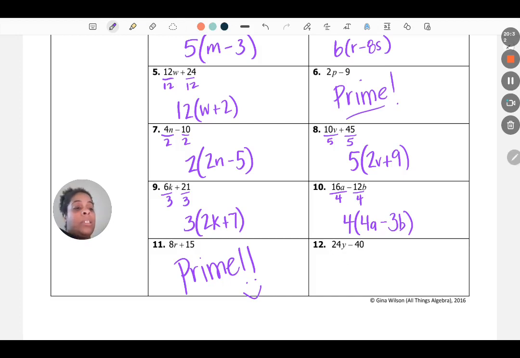My way is not the only way. Not that it's not the right way, it is, but it's not the only way to do something. All right, so 8 is our factor. 8 will be the factored number. 24 divided by 8 is 3. We know it goes into it 3 times. We leave the y minus, and 40 divided by 8 is 5.